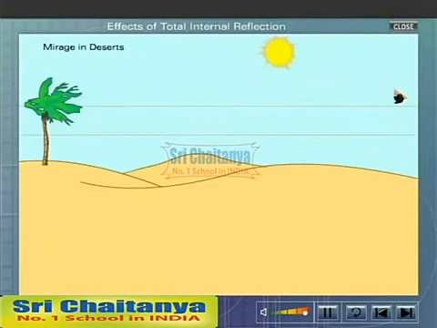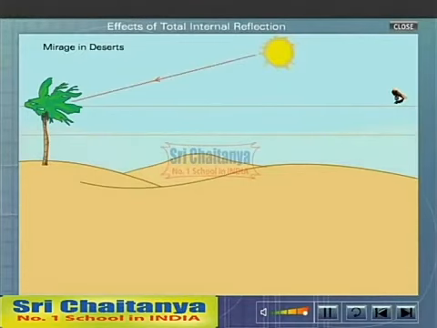In deserts, as the sand gets heated, the lower layer of the air becomes very hot, and the upper layers are comparatively cooler. A light ray coming downwards from any object passes through layers of air of gradually decreasing density. At each layer, refraction takes place and the light ray bends away from the normal.